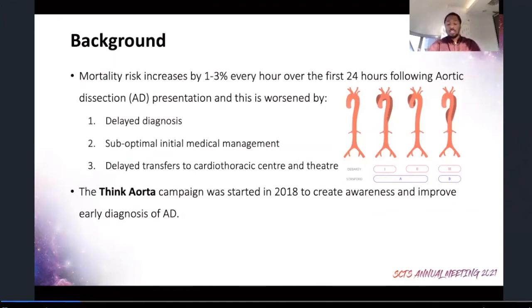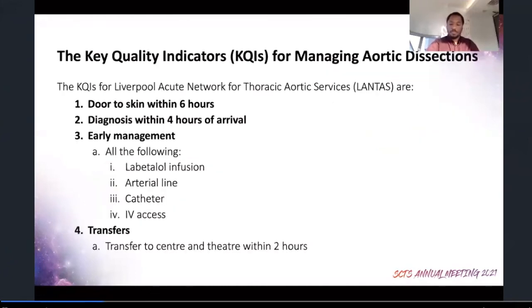The rarity of this condition contributes to the delayed diagnosis, and this inspired the Think Aorta campaign that encouraged doctors to consider aortic dissections as one of their differentials for non-specific cardiac symptoms.